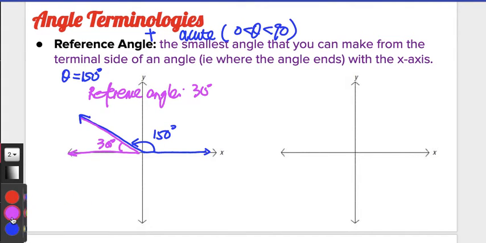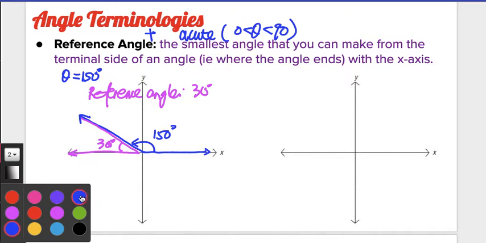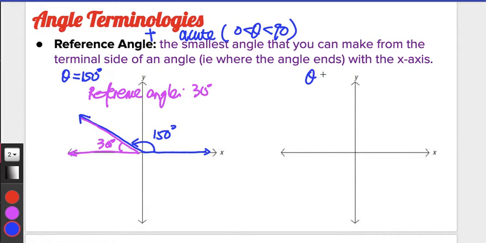The next example is 210 degrees. Again, let's draw the angle 210. As we mentioned, this is the initial ray, 90, 180, and a little bit more, 30 more degrees here. So this is going to be 210 degrees, right? Again, according to the definition, it says the smallest angle you can make from the terminal ray, which is the terminal ray position here, with the x-axis, which is going to be here.